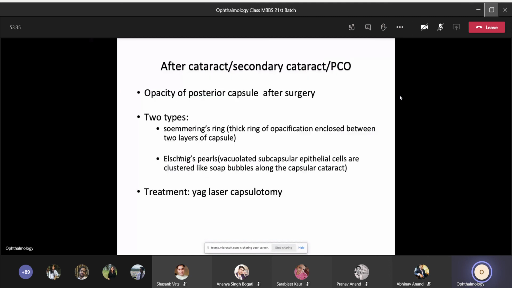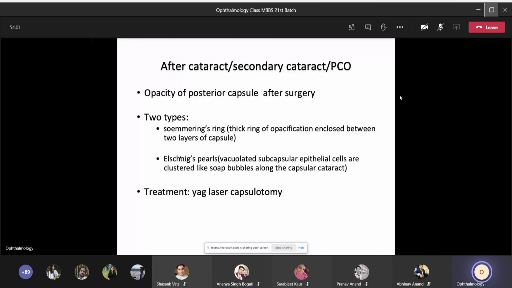So you need to know what is after-cataract or secondary cataract, or PCO. Sometimes we call it posterior capsular opacification, or PCO. Another name is after-cataract. Some say secondary cataract. So what is PCO? It's an opacity of the posterior capsule which occurs after cataract surgery. I won't say it's a complication. It's a normal physiological phenomenon.